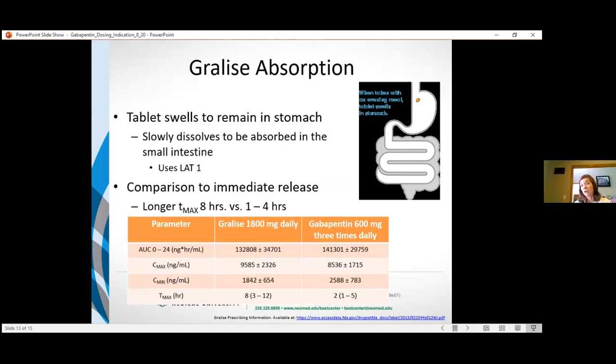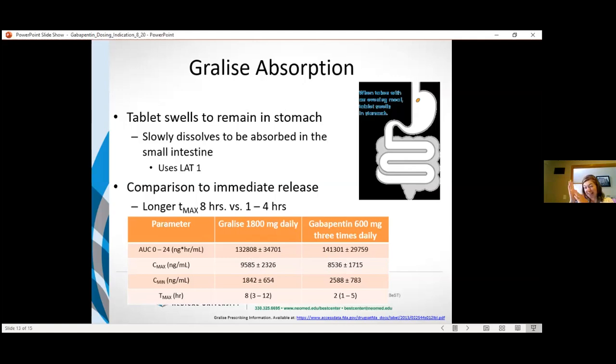So it takes a longer period of time to get to the maximum concentration. That's one of the reasons this should be given in the evening. But it can achieve higher concentrations than if they're taking the medication 3 times daily. So this came right from the package insert. So at an 1800 milligram once daily dose, we see higher concentrations than what we would see if it was 600 milligrams given 3 times daily.